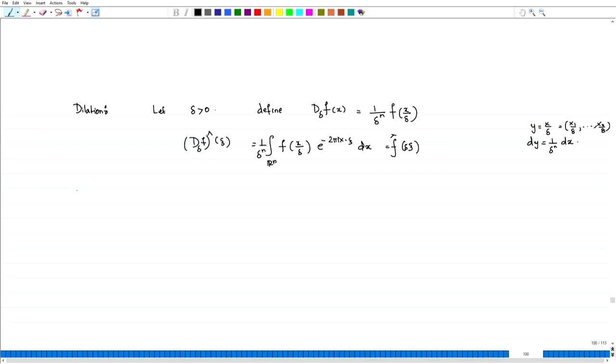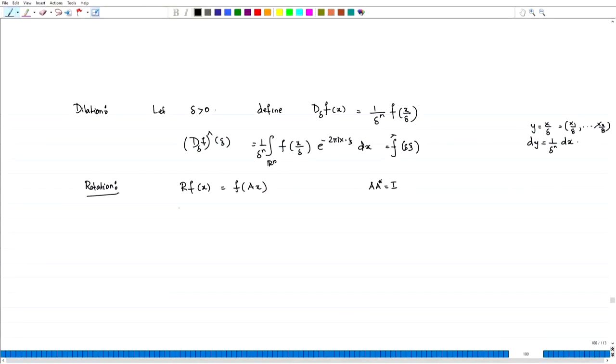Then we have something in Rn, in higher dimension, which we do not have in one dimension, that is called rotation. So, we can define a rotation Rf at x, which is equal to f of Ax, where A is an orthogonal matrix, which means A A star is identity. If I have a vector in Rn and I apply an orthogonal matrix, then it is going to rotate it to another vector. Now we ask what is going to happen with Rf hat at xi.